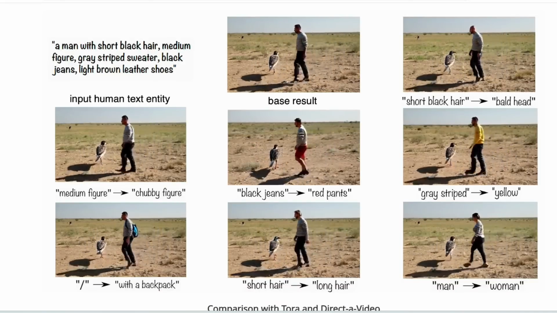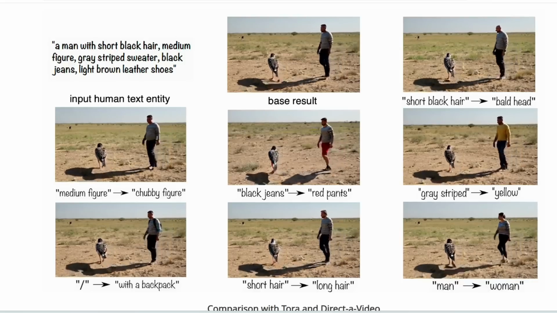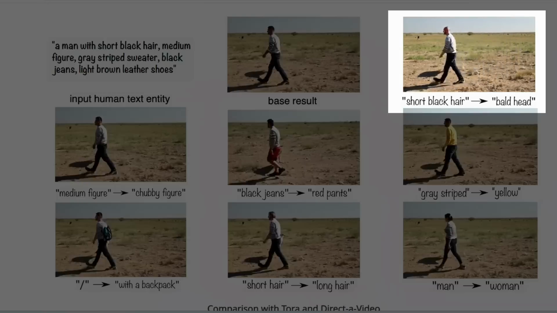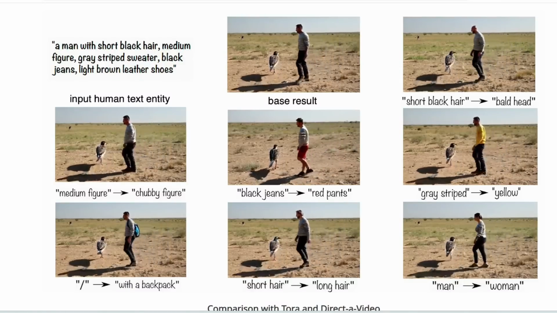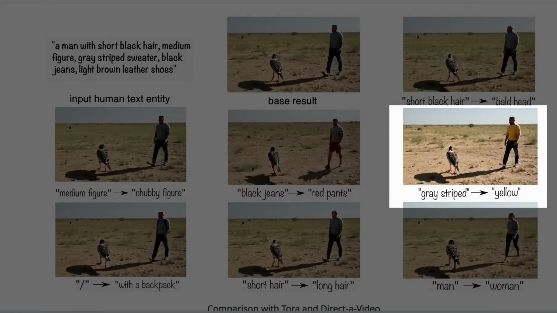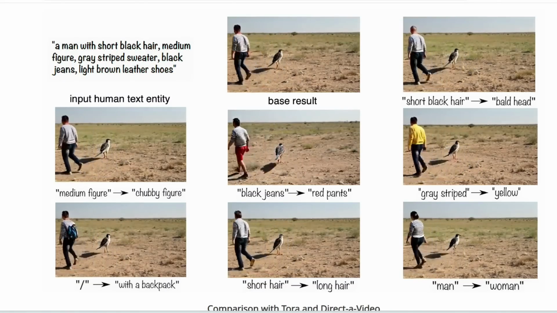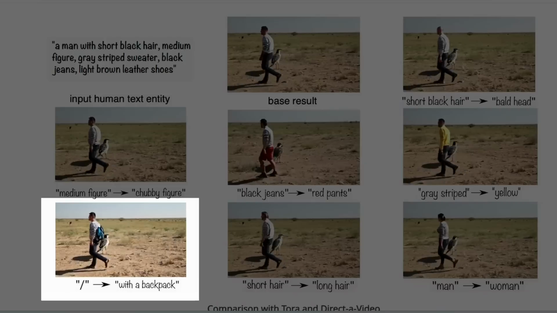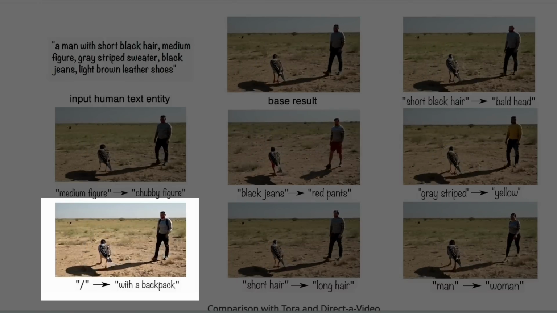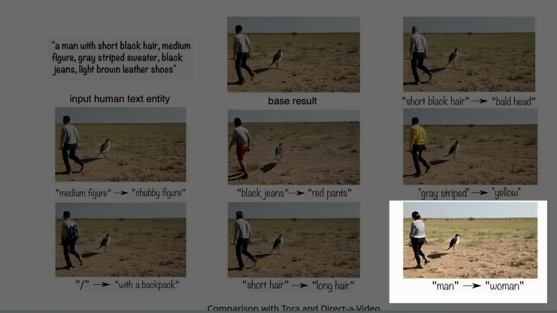Well, you can also prompt it further to edit specific things in the video. So for example, instead of short black hair, if you change it to bald head, it indeed makes the man's head bald. Or instead of a gray striped shirt, here's the result with a yellow shirt. You can also add things to the man. So here, if you add with a backpack, the man indeed wears a backpack. Or you can even change the man to a woman like this.